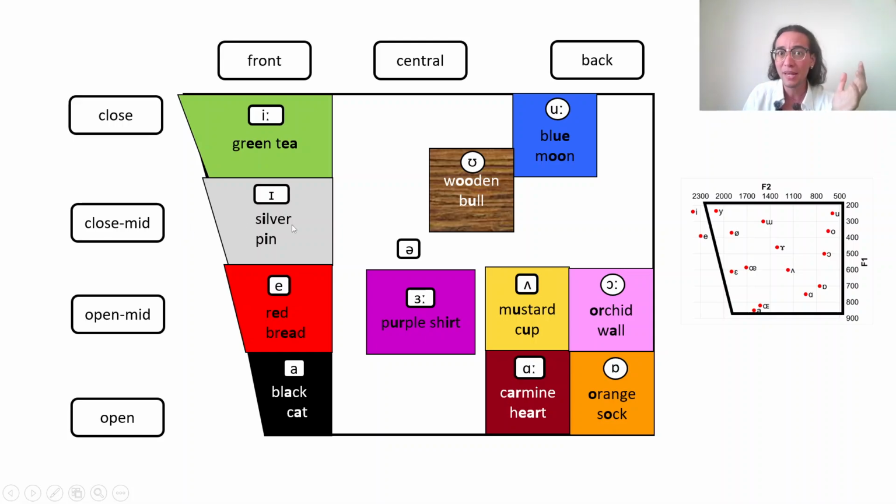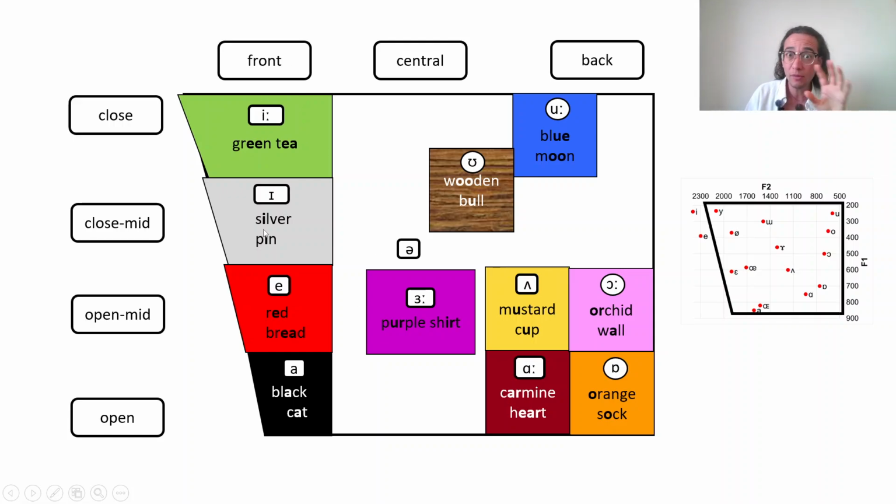So with silver pin, you want to think of the E accent aigu, and with green tea, you want to think of your French E, but you want to make it longer. Maybe imagine the letter I with the letter Y after it. You know, really make that long. Or, for example, the E in fee, right? Fee. That would be close to the English word fee, which is F-E-E, and which uses that long E vowel.